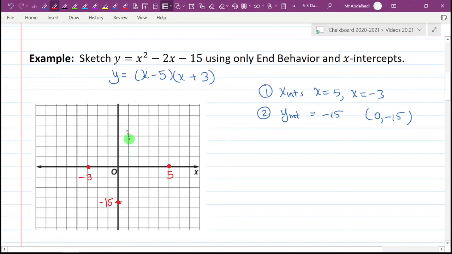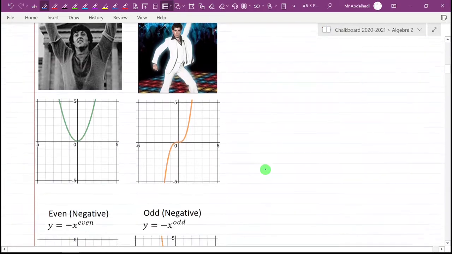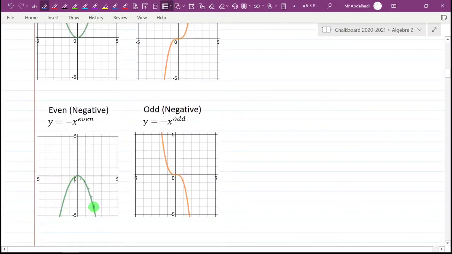Well, we also know end behavior. What is the end behavior of this function? Well, if this is a second power function, it's an even power. Second power, so it's even. And if it's even, it's going to be one of these, not one of these. An even powered function, both of the ends go in the same direction. The end behavior is either up, up, or if it's negative, down, down.